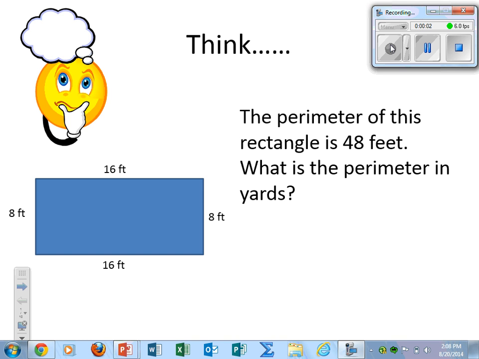Hello, today we're going to take a look at some unit conversions. And so to start, I want you to think about this rectangle. Think back to geometry. The perimeter of this rectangle is 48 feet. What is the perimeter in yards?